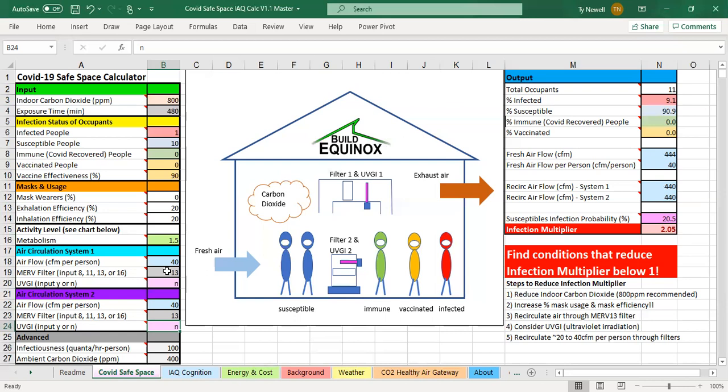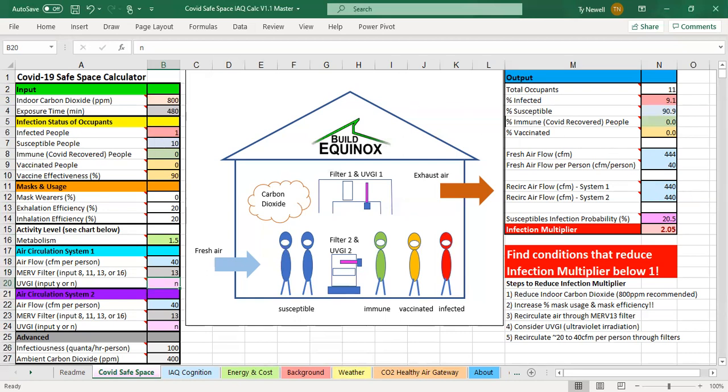So if somebody happens to not put in a MERV 13 filter here, I haven't seen a significant drop in or a significant change of the infection probability and infection multiplier because I still have this one pulling out a substantial amount of virus. Now, let's go back up here and still not vaccinate or have immune people in the space.